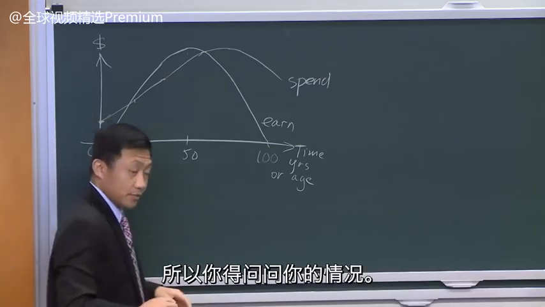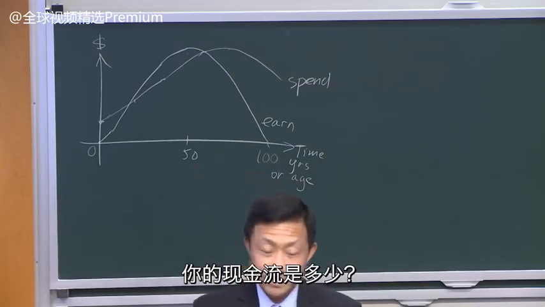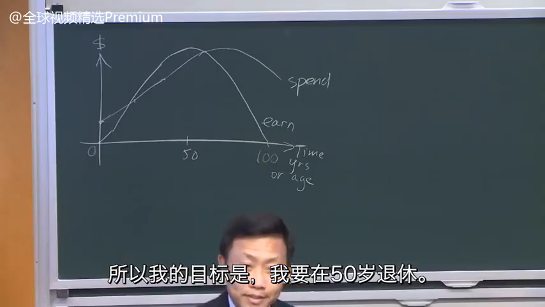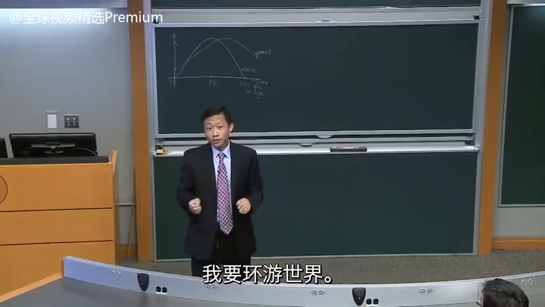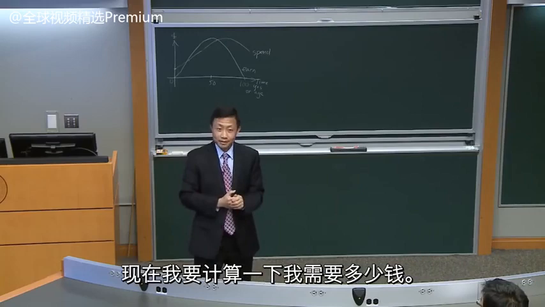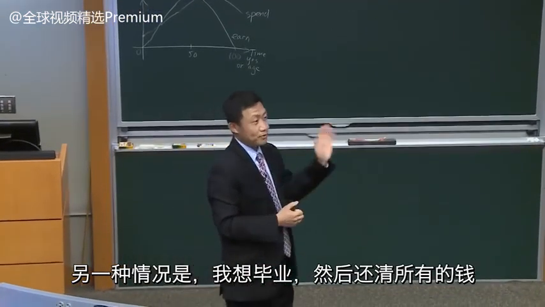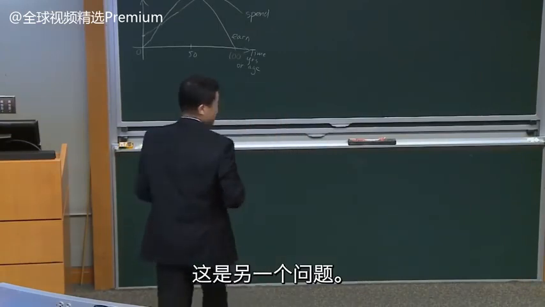So you've got to ask about your situation. What's your cash flow look like? So you say, my objective is I'm going to retire at the age of 50. Then after the age of 50, I will live free. I travel around the world. Then I calculate how much money I need. So that's one situation. The other situation is I want to graduate and pay back all the student loan in 1 year, right? So that's probably another.